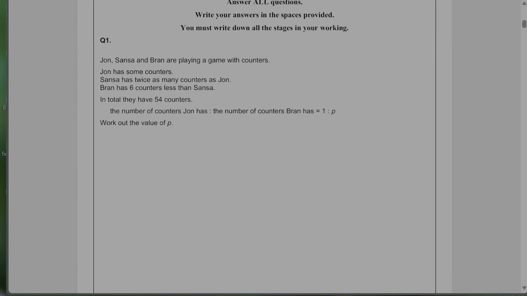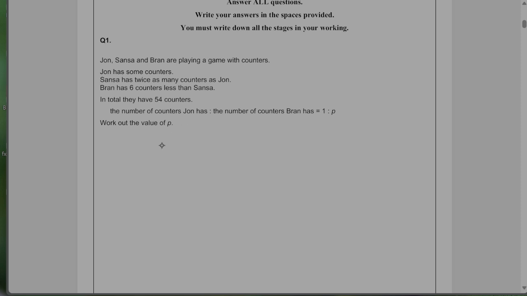Right. Question one. John, Sansa, and Bran are playing a game with counters. John has some counters. Sansa has twice as many counters as John. Bran has 6 counters less than Sansa. In total, they have 54 counters. The number of counters that John has to the number of counters Bran has is 1 to P. Work out the value of P.